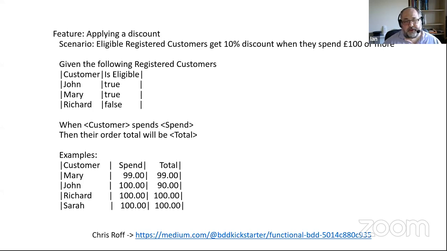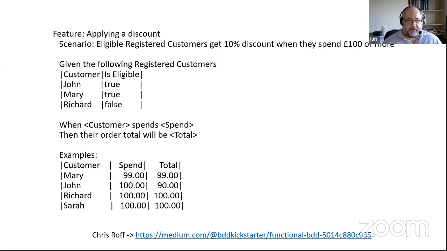So I'm going to start off with a simple use case, a little story. We're going to apply a discount. Eligible registered customers get 10% discount when they spend £100 or more. We've got some basic information: some people and an is eligible flag as well. When a customer spends a spend, then their total will be total. And we've got a little grid there.